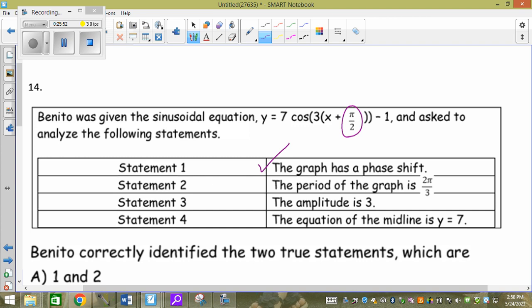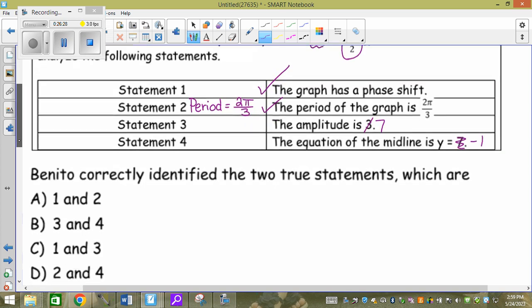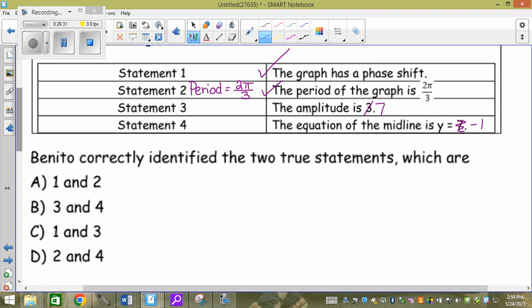The period is 2 pi over 3. Well, let's check it out. The period equals 2 pi over b, and my b is 3. So 2 pi over 3. So that's true. Is the amplitude 3? What's the amplitude? 7. It's just my a value, the absolute value of my a value. What's my midline? -1. So Benito correctly identified the two true statements, which are 1 and 2.